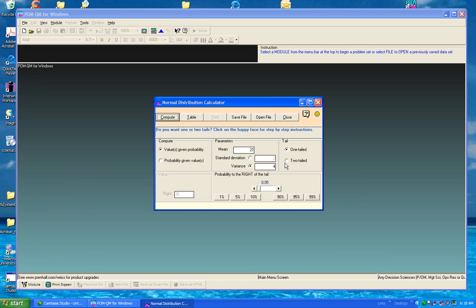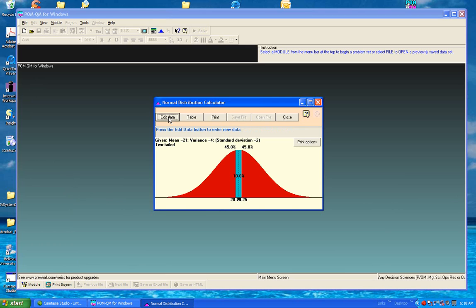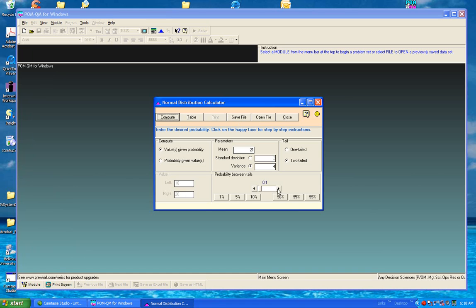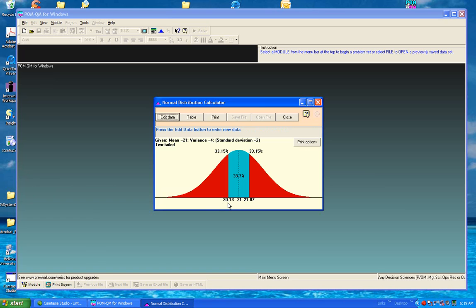You can edit and now do a two-tailed, and let's say you want to do 10%. And in this way, we'll know that there's a 10% chance that the project will take between 20 and, I can't even read that because it's so small. Let's make that 33%, for example, and compute, and you will see that the probability that the project will take between 20 to 22 weeks approximately is 33.5%.